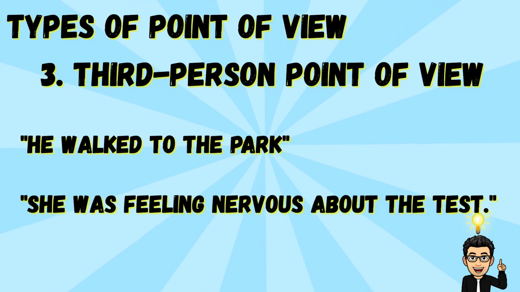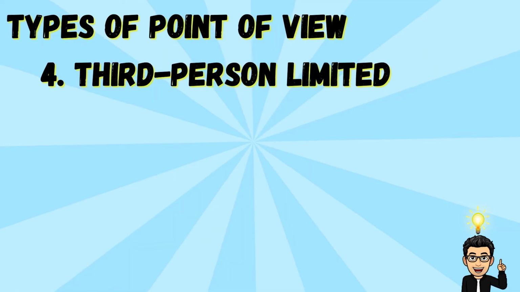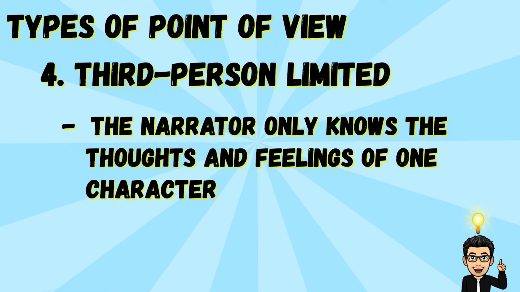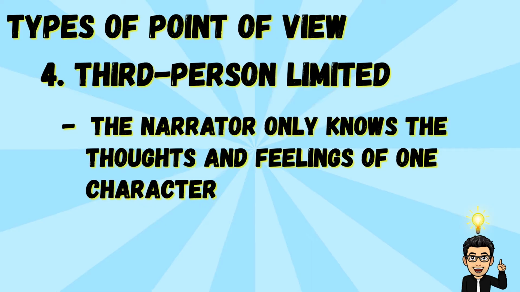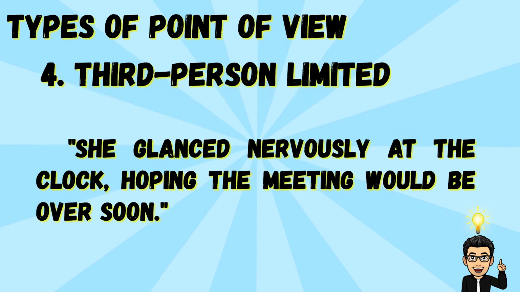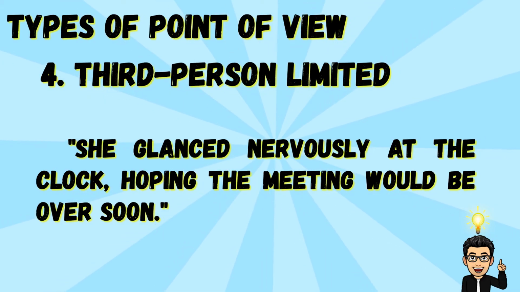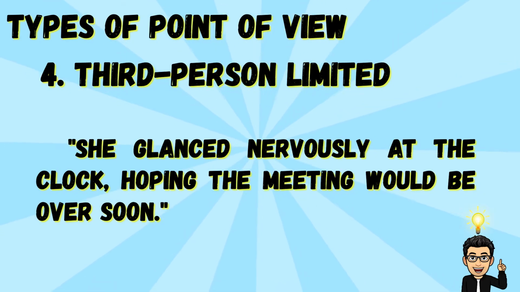Let us talk about the third-person limited. Third-person limited means the narrator only knows the thoughts and feelings of one character. So, we get to know that character really well, but we don't know much about what other characters are thinking. For example, she glanced nervously at the clock, hoping the meeting would be over soon. This point of view gives us a closer connection to one character, while still keeping some distance.